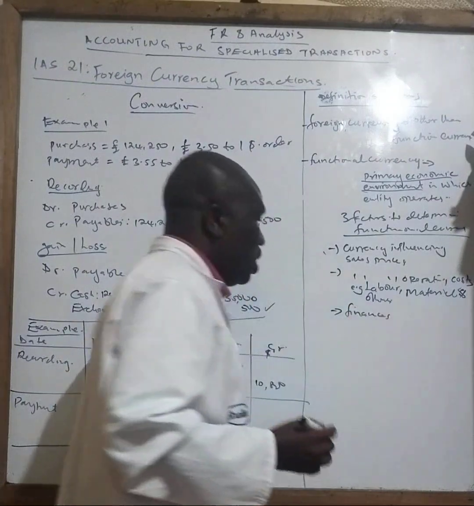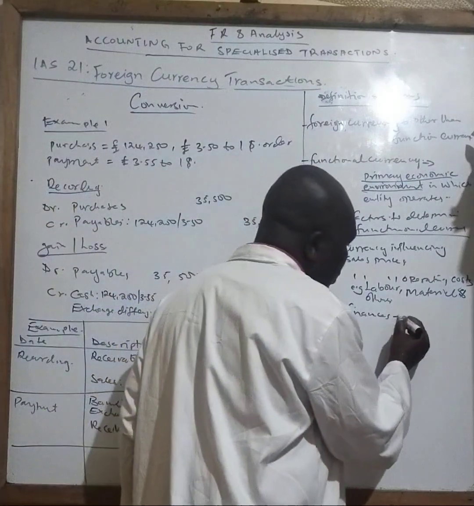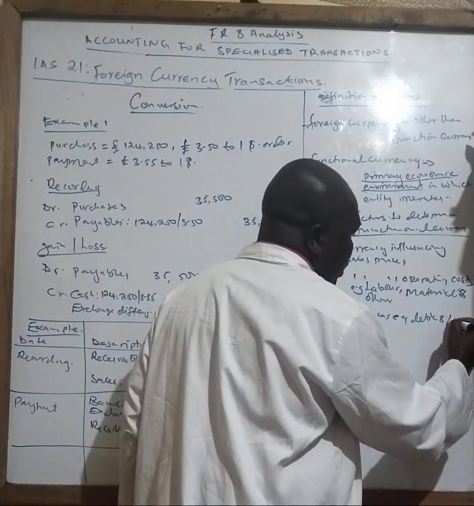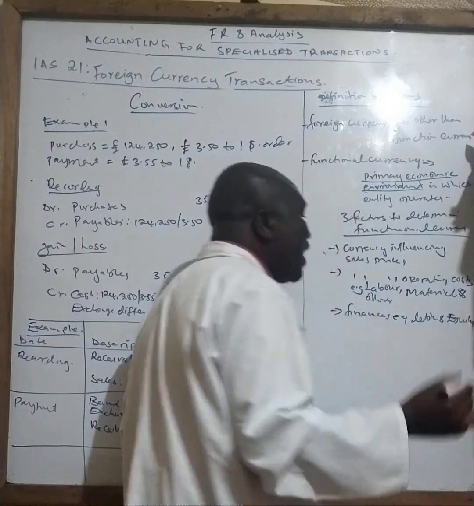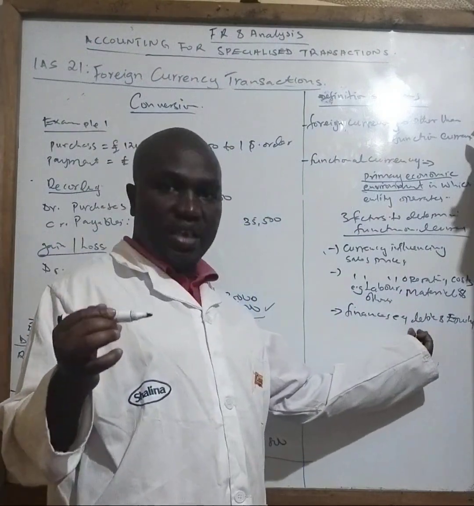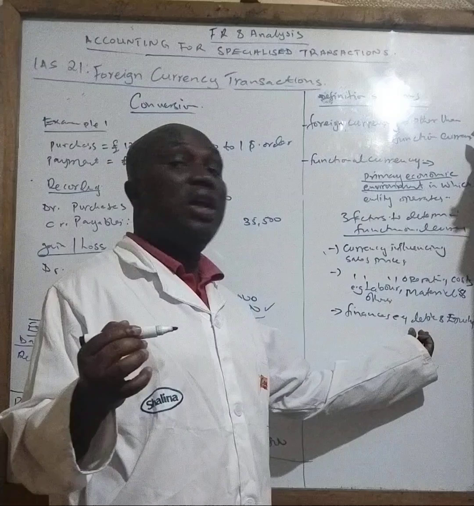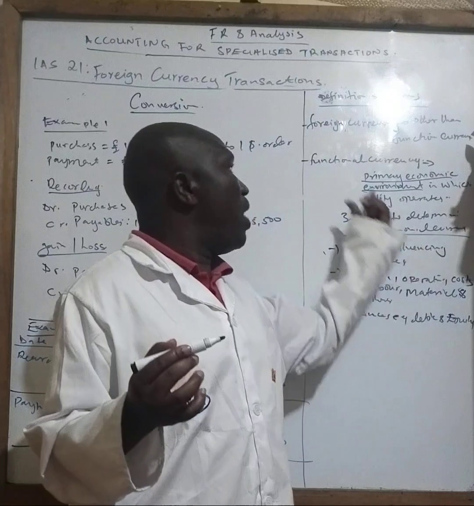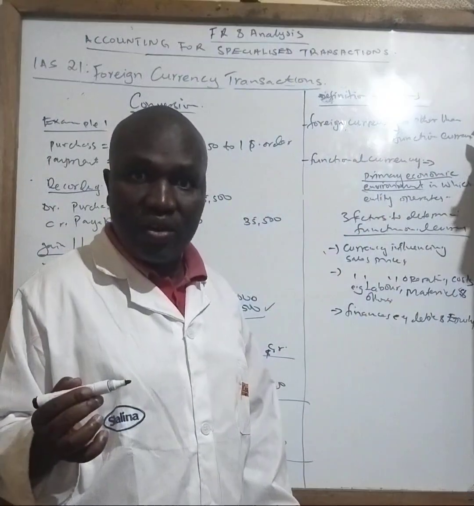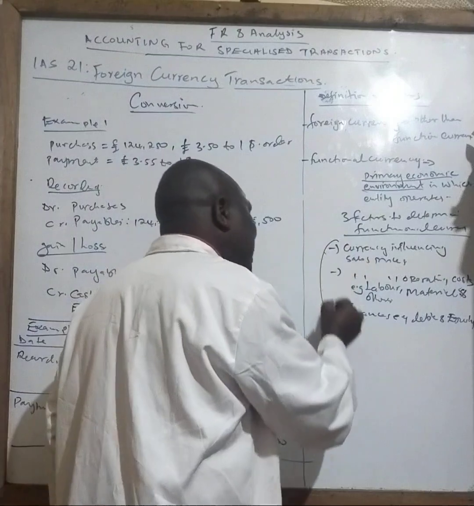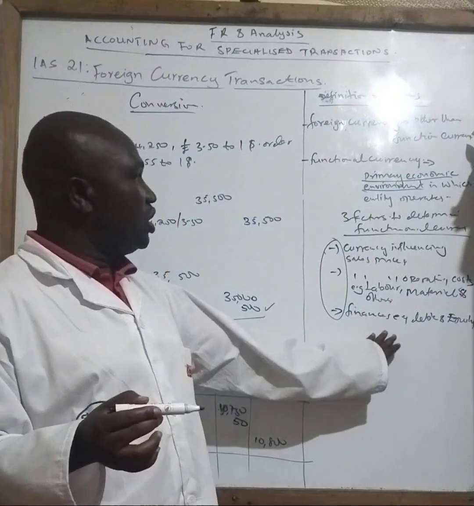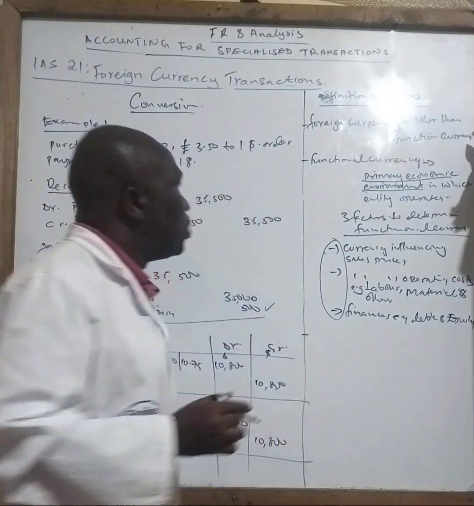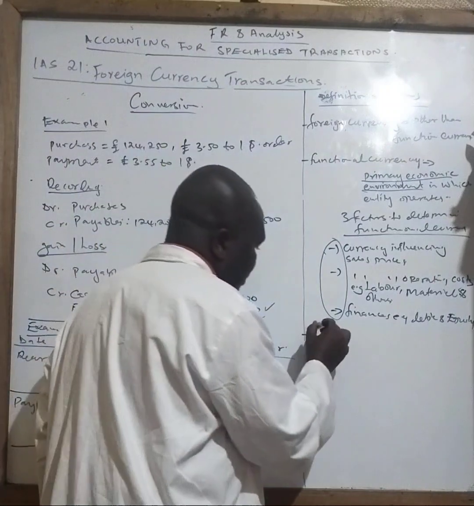Actually, here you have to be very careful. When you talk about finances here, I'm talking about debts and equity. The currency in which our debts is operating is what will determine the functional currency. The currency in which our equity is operating will determine our functional currency. Correct? These are the three main factors that will be used to determine the functional currency.